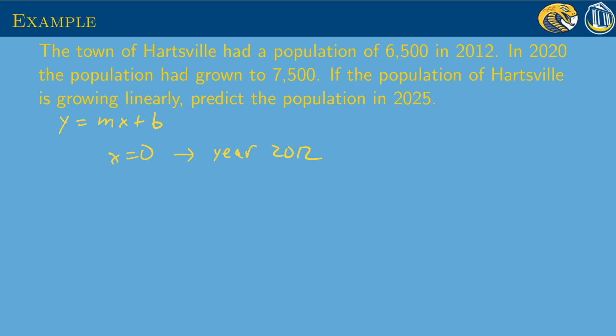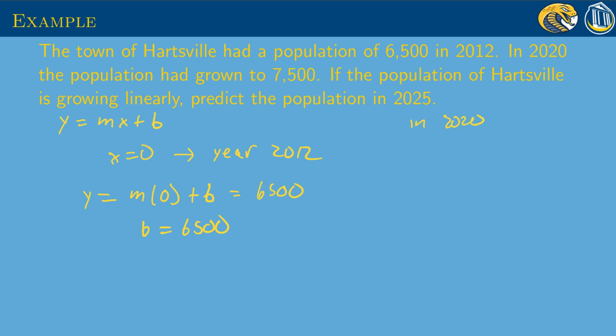Specifically, this tells us that when x is 0, y equals m times 0 plus b is 6,500. But if we simplify this, m times 0 is just 0. So we're looking at b equals 6,500. Straight away, we can see that if our time is starting in 2012, the initial value is 6,500. With that in mind, we can use our information about 2020.